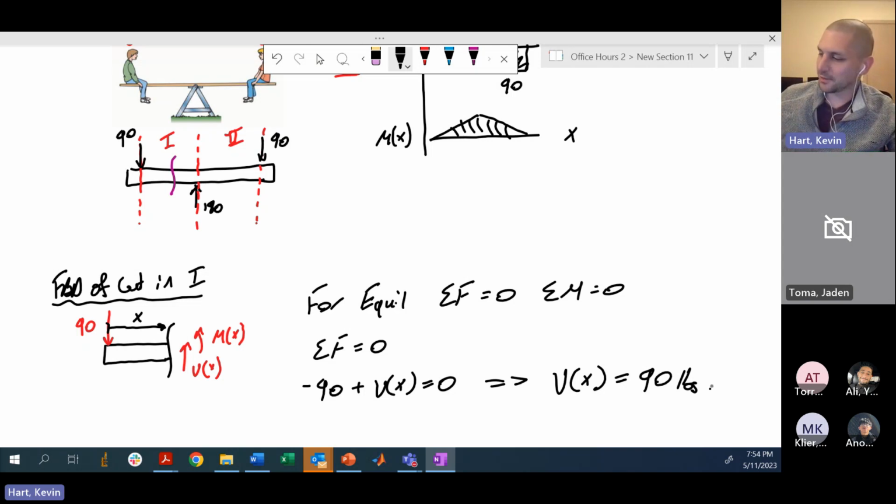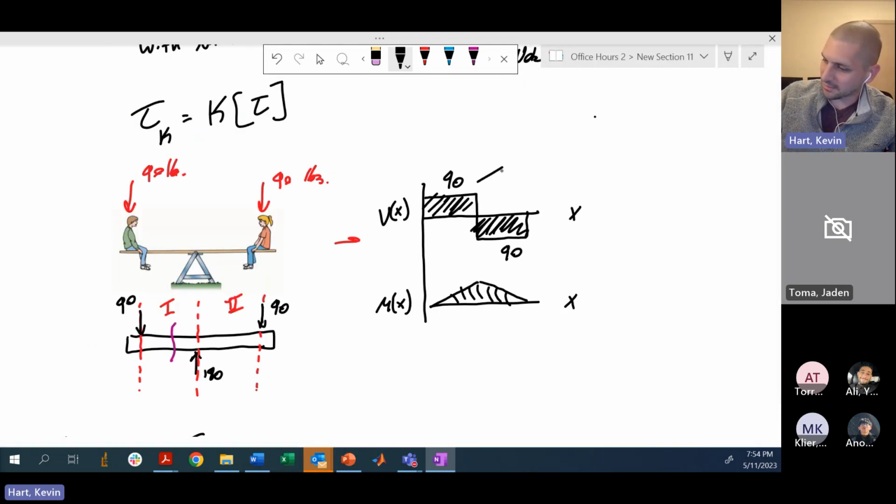Have I lost you in that train of thought, or are you cool with that? I'm with that. I'm with you. Okay, so that's why you see this constant value of 90 pounds drawn in that first region of the beam in my shear diagram.